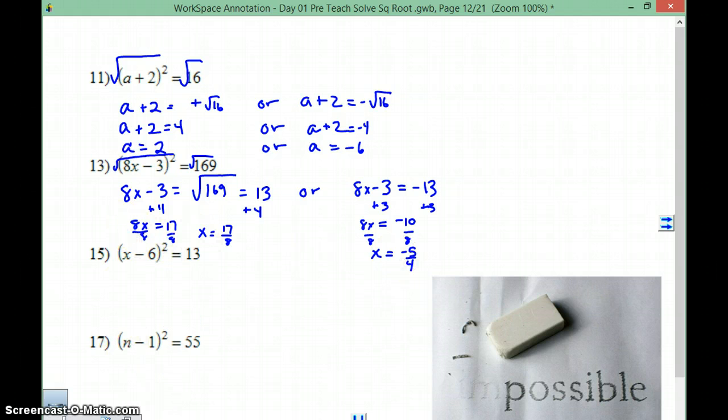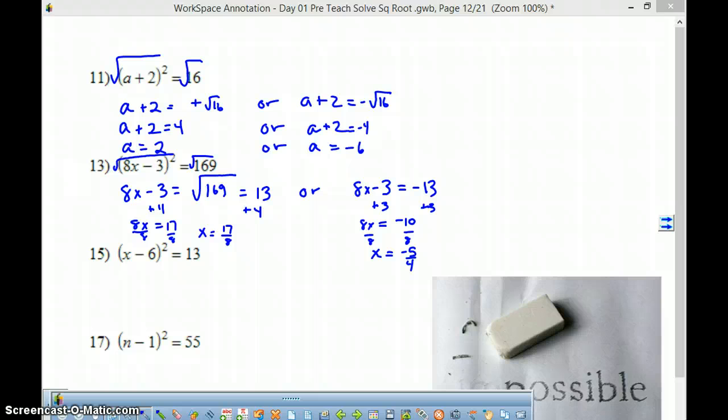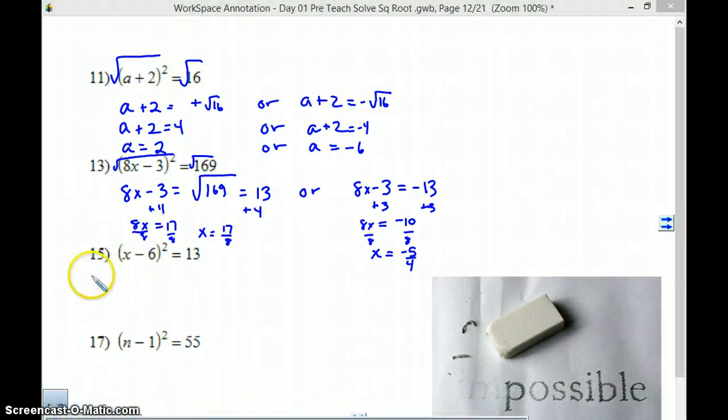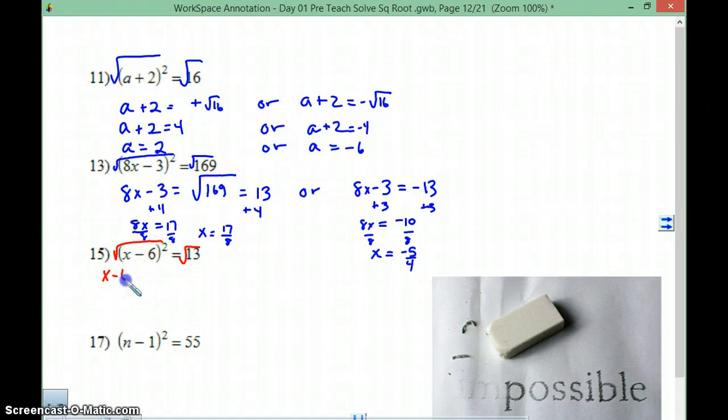Let me switch pen colors to make it a little clearer. Switch to red. Okay, take the square root of both sides. We have x minus 6 equals root 13. Or x minus 6 equals negative root 13. Can you simplify root 13? No. So let's add 6 to both sides. x equals 6 plus root 13. Those are not like terms. Do the same thing here. We end up with x equals 6 minus root 13.